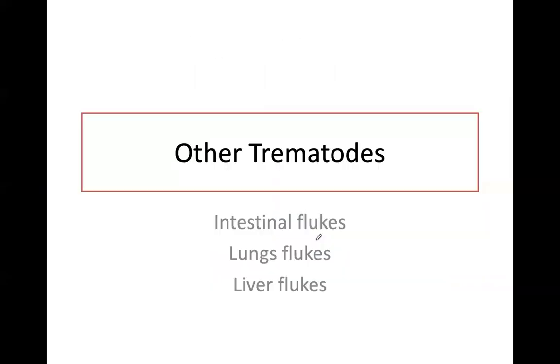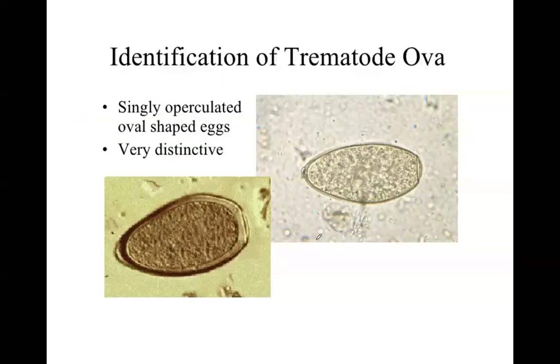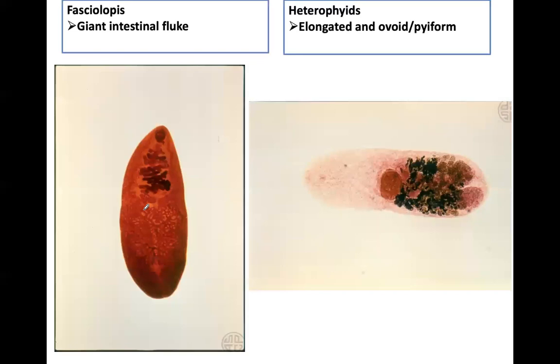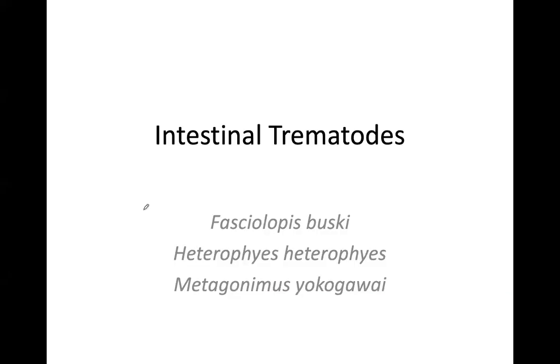Right, so moving on to other trematodes, such as the intestinal flukes, lung flukes, and liver flukes. So this is a trematode ova. As we've seen previously, they're operculated, they are oval-shaped, and they can be very distinctive in terms of imagery. And this is the same image that I've shown you just previously for the trematodes. Starting with intestinal trematodes: Fasciolopsis buski, Heterophyes, and Metagonimus yokogawai. These are the images I will share with you today.